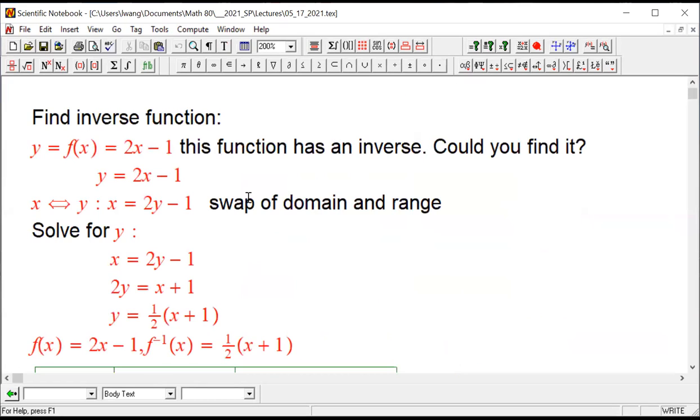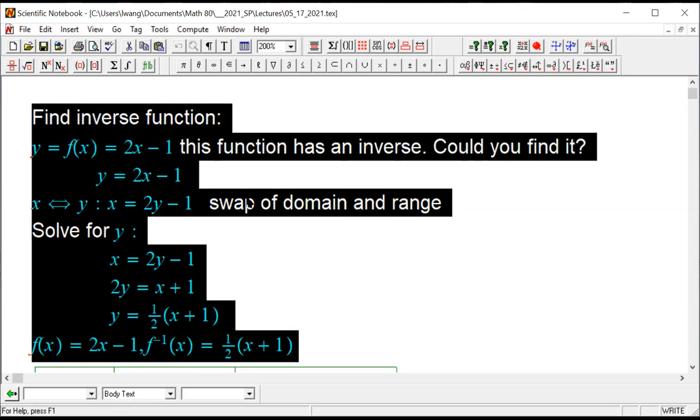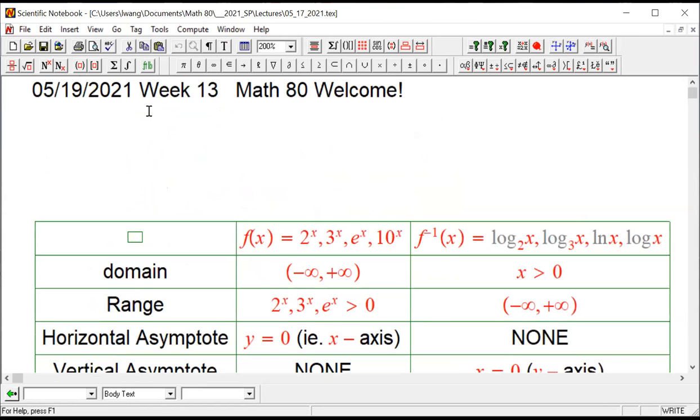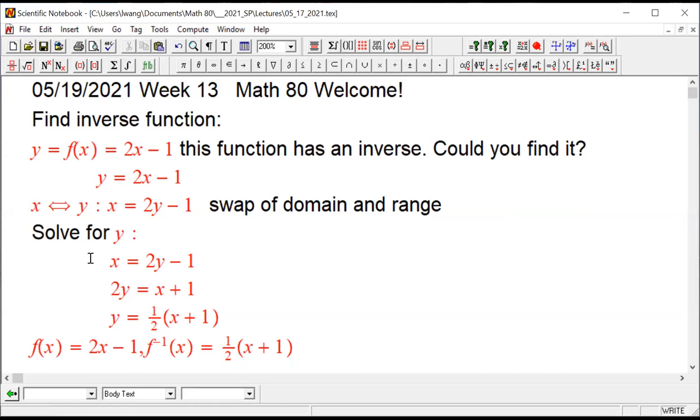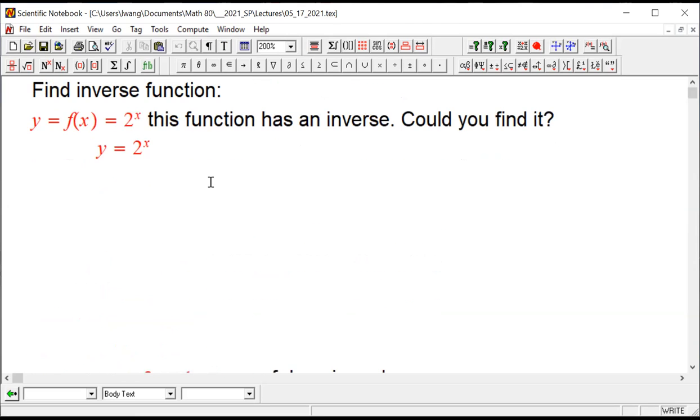Okay, so can we use the same procedure as we did here to find the inverse for our logarithm? The answer is yes, absolutely. The only difference is the functions are different. We're going to follow exactly the same track. For example, 2 to the power x. Does this function have an inverse? Does 2 to the power x have an inverse?